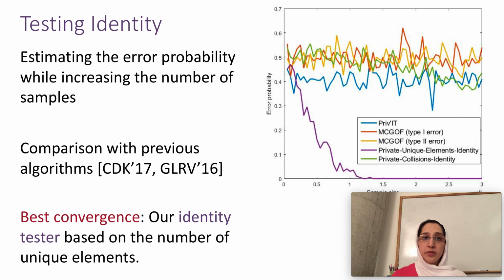Let's move on to our experimental results. We first consider the problem of testing identity. We estimate the error probability while increasing the number of samples. We compare our own results, which are in green and purple, to two previous works. As you can see, our tester based on the number of unique elements converges to zero; its error converges to zero very fast.